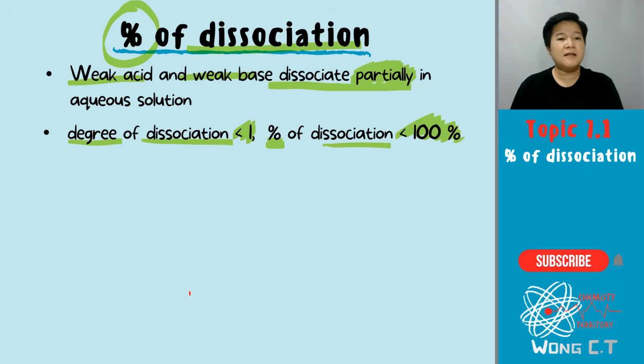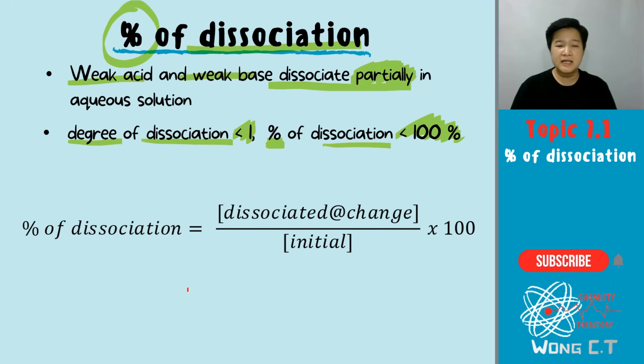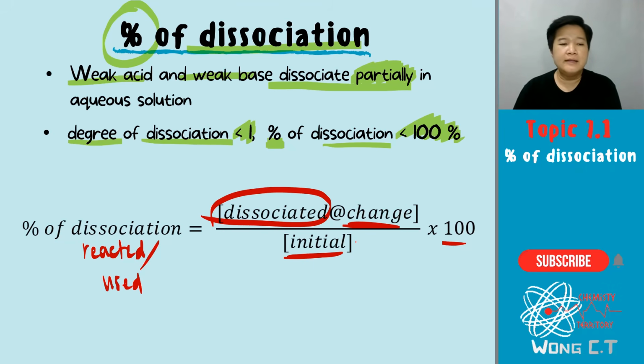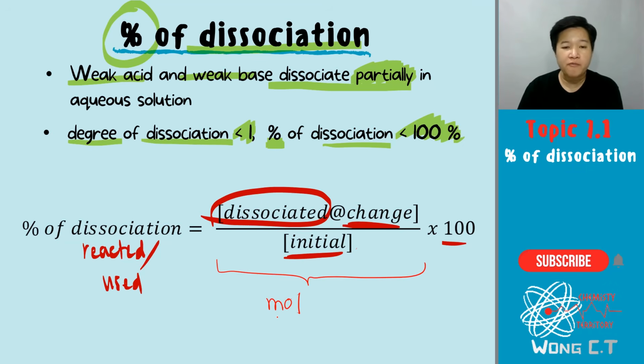Okay? Simple. Last but not least, the formula of the percentage of dissociation over here is very similar to what we have used before. Dissociated also means reacted or used. Therefore, the percentage of dissociated will be equal to the concentration dissociated, or change, divided by initial, times 100%. And the percentage of dissociation over here is not necessarily in concentration. Your percentage of dissociation can also be in the number of moles. You can use number of moles to calculate the percentage of dissociation. It doesn't really matter. Just make sure all the units are the same.